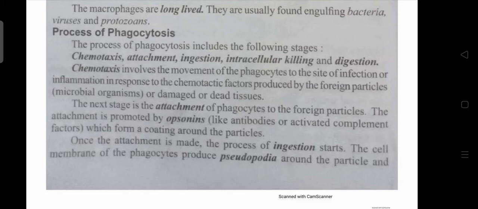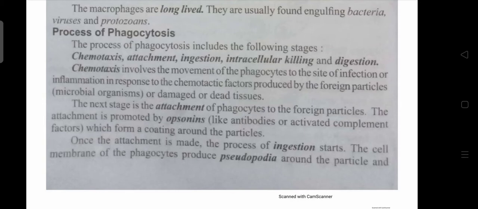There are different stages: chemotaxis, attachment, ingestion, intracellular killing and digestion. Chemotaxis is the movement of phagocytes to the site of infection or inflammation. It is a response to chemotactic factors produced by foreign particles. The movement to the site of infection, or damaged or dead tissue, is called chemotaxis.